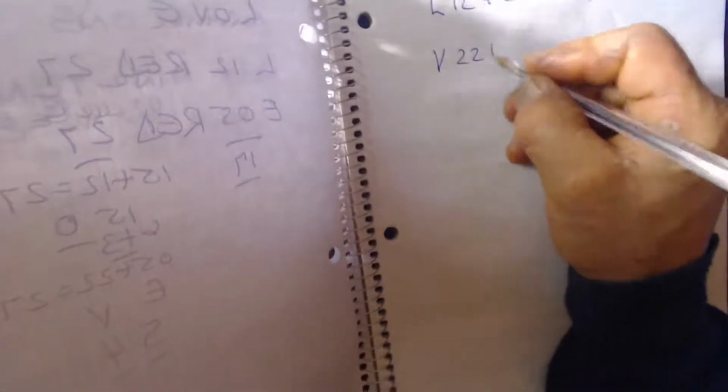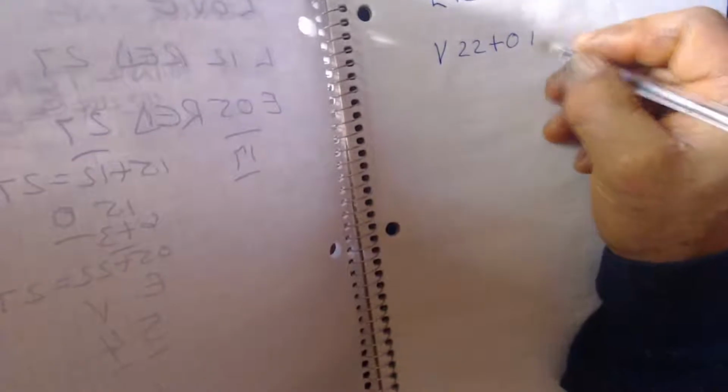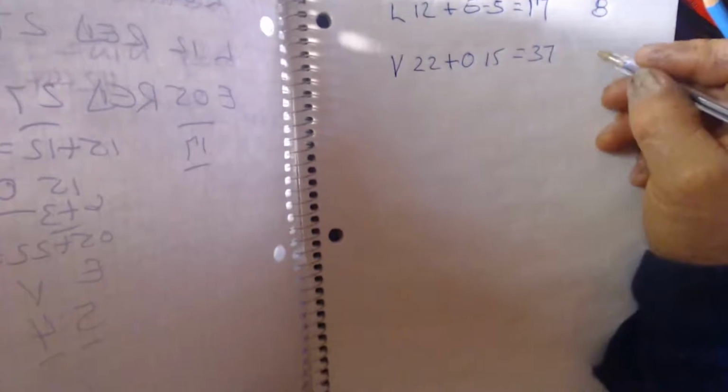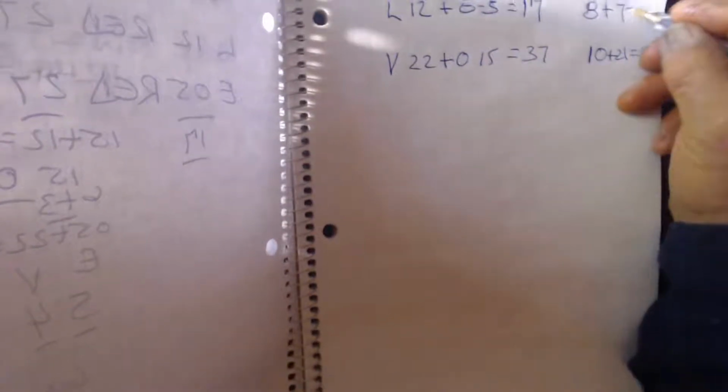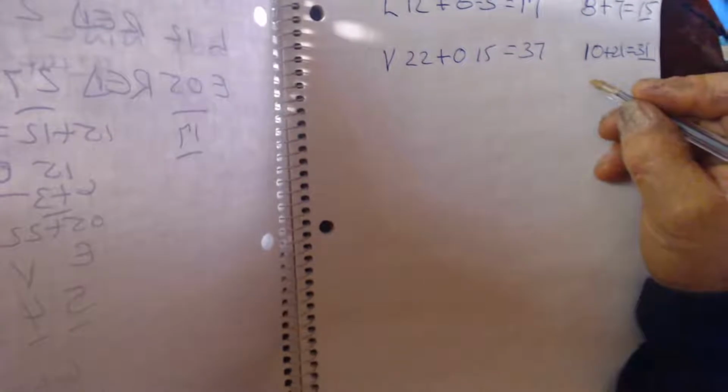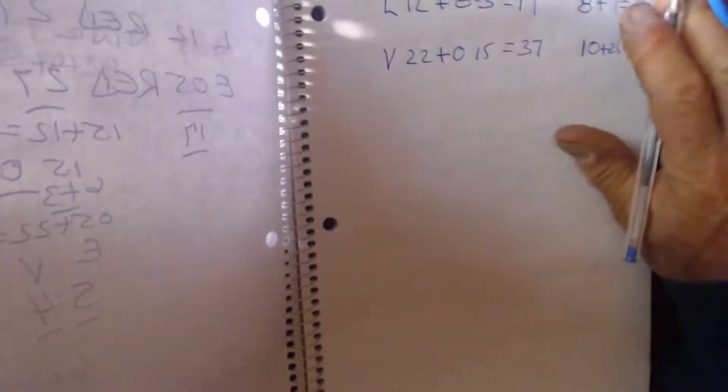L 12 plus E 5 equals 17, and V 22 plus O 15 equals 37. This equals 8. This equals 1. Mathematically, 3 by 7, sorry, this is 10, and 3 by 7 is 21. This equals 31. This one will equal 15. Not going to go any further into mathematics right now.